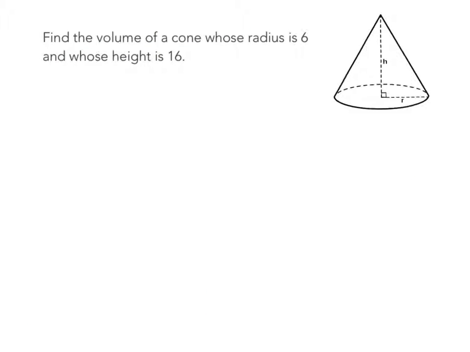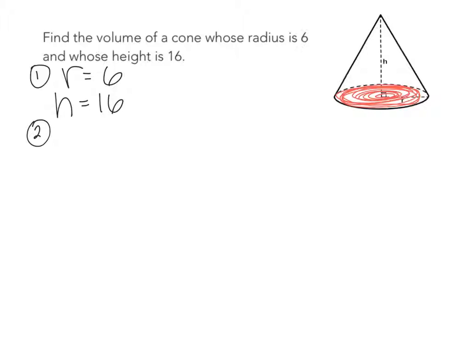Here's another problem. Find the volume of a cone whose radius is 6 and whose height is 16. Okay. Identify our information. The radius is 6, the height is 16. That's all we need to get started. Then we need to use the appropriate formula. So I noticed the base of this shape is a circle.